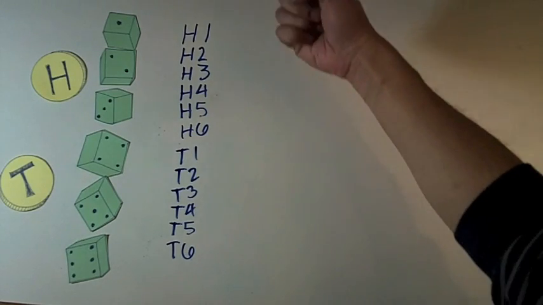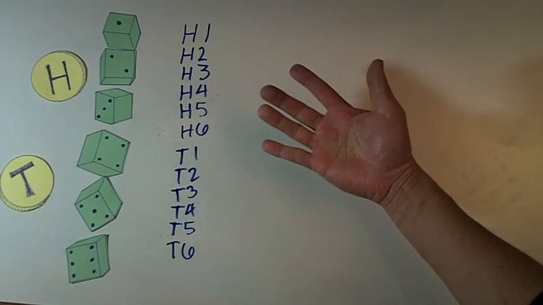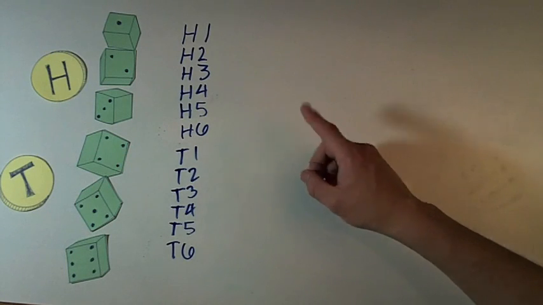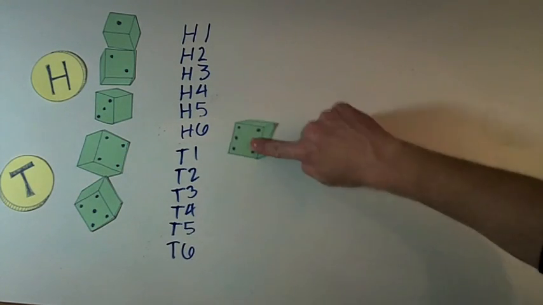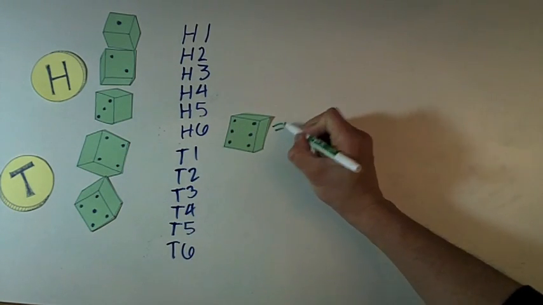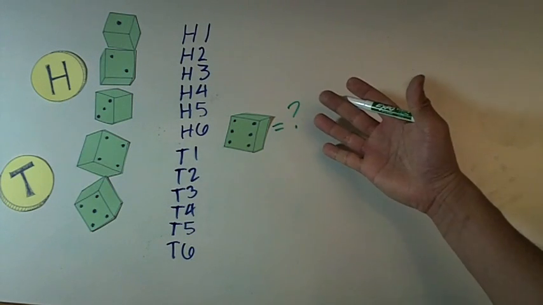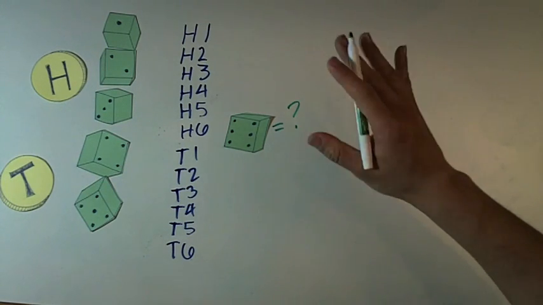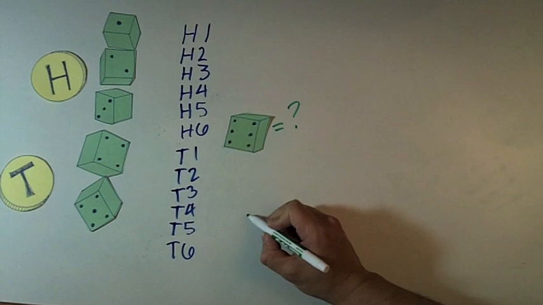Here you go. Here's my list. It's all the combinations from flipping 1 coin and 1 die. And so you can see here that it's all heads and all tails. And now I'm going to pull out the 6s because I want to know the percentage, or the likelihood, of getting a 6 out of all these combinations.